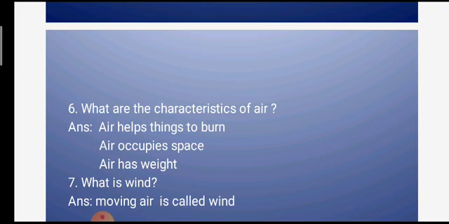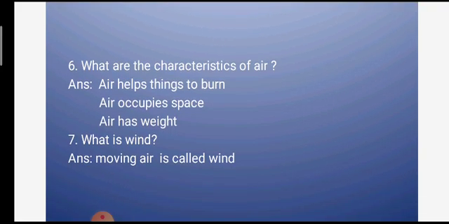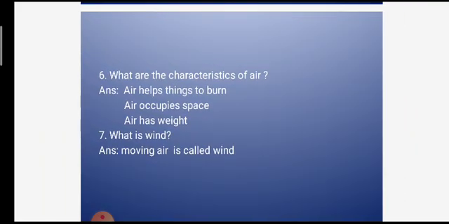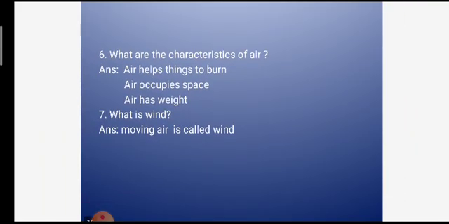Now, what is wind? Moving air is called wind. And one more thing about wind is that it has enormous energy. This was about this topic.